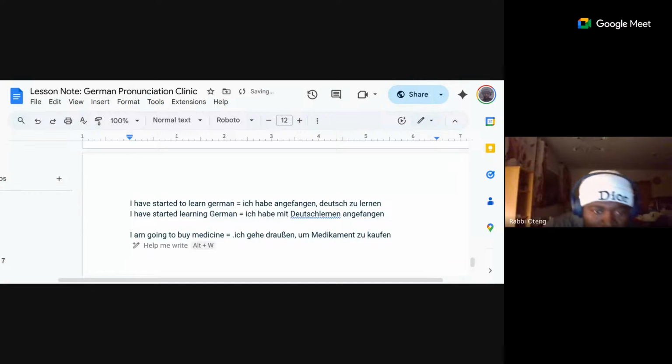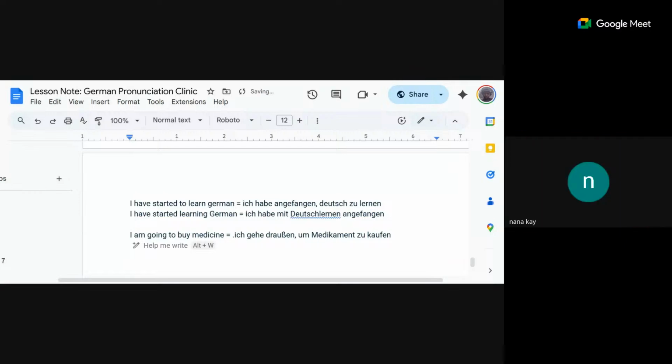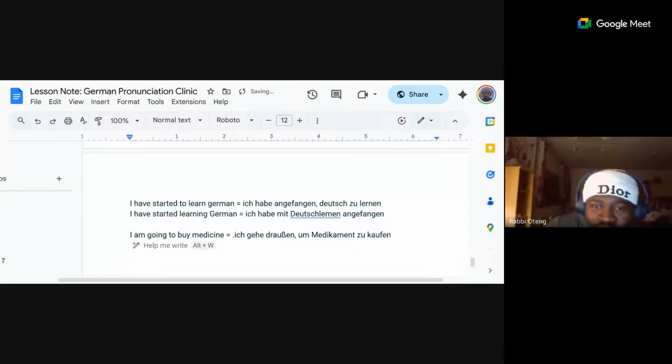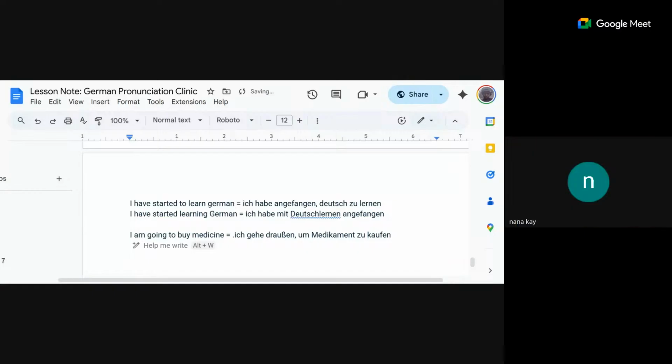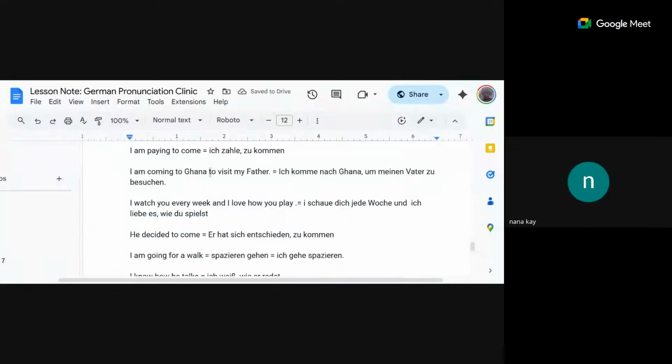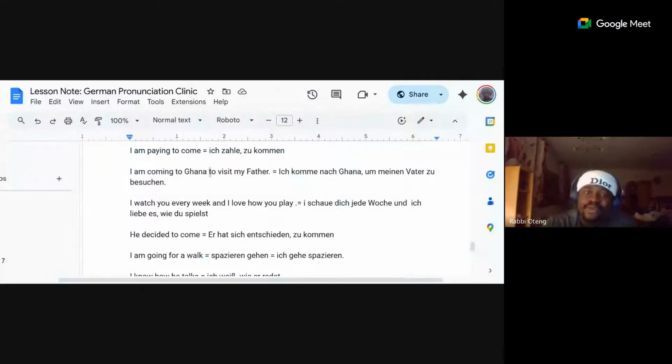Coming to Ghana to visit my father. So to visit, yes, which means I am... When the object, like in the English sentence, when you want to do a direct translation in English, when the object comes after the second verb, it means the object belongs to the second verb, basically.